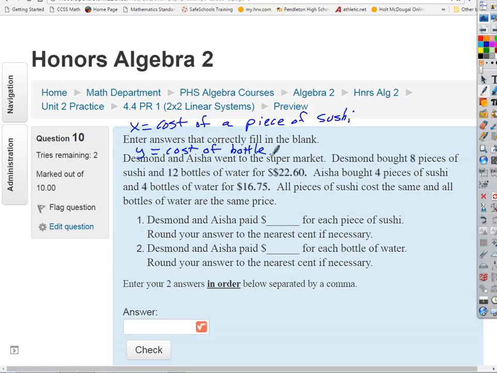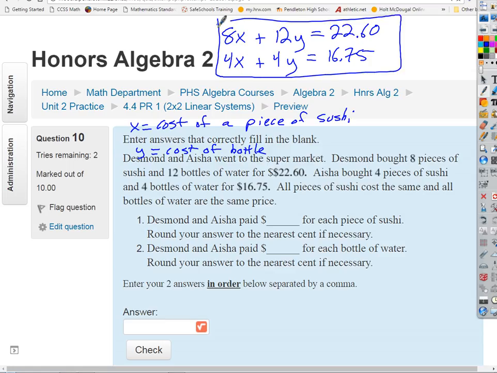So Desmond bought 8 pieces of sushi, so 8 times the cost of a piece of sushi, plus 12 bottles of water times the cost of a bottle of water should equal his total cost, which was 22.60. Okay, Aisha bought 4 pieces of sushi, so 4 times the cost of a piece of sushi, plus 4 times the cost of a bottle of water equaled her total price, which was 16.75. And so that's the linear system I'm solving.